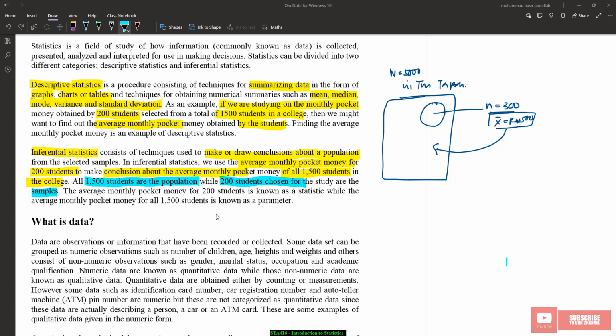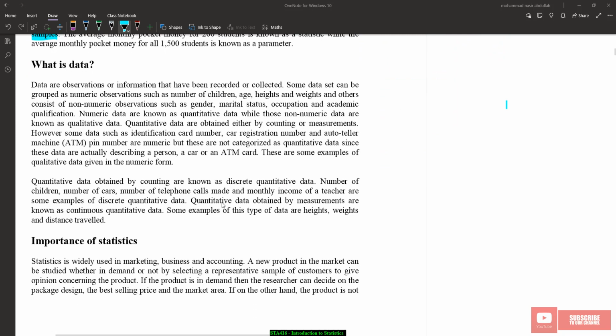Wait. So next topic is data. So what is data? Data are observation or information that have been recorded or collected. Some set of data can be grouped as numeric observation, and another one is non-numeric observation. So we have 2 types of data. First is numeric data, another one is non-numeric data.